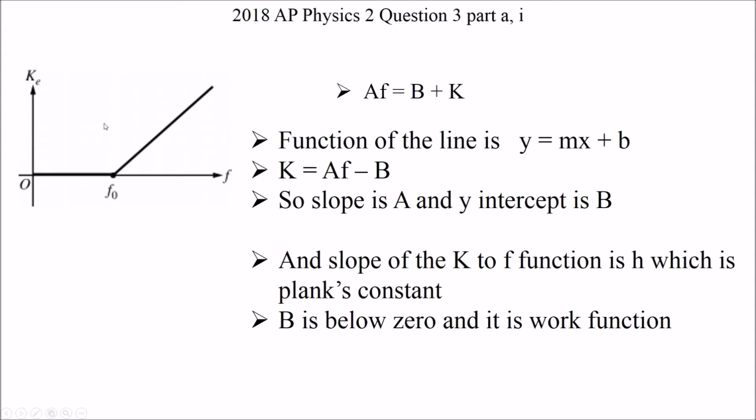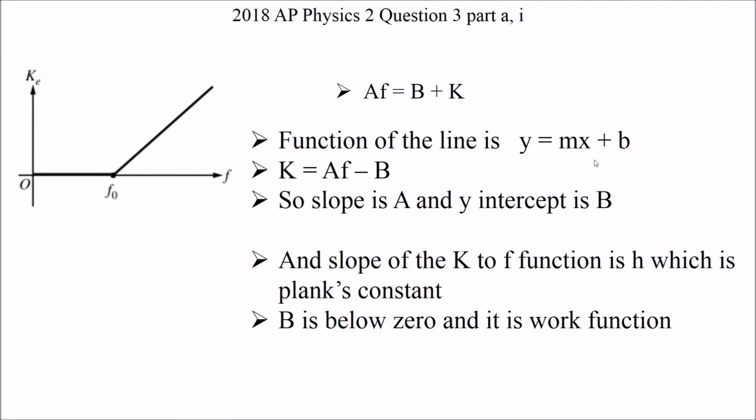As we know, this is a photoelectric effect graph. This is the frequency of the light that is provided, and this is the kinetic energy of the emitted electrons. If you think about it mathematically, the linear equation is y equals mx plus b: y is the vertical axis, m is your slope, x is the horizontal axis, and b is the y-intercept.